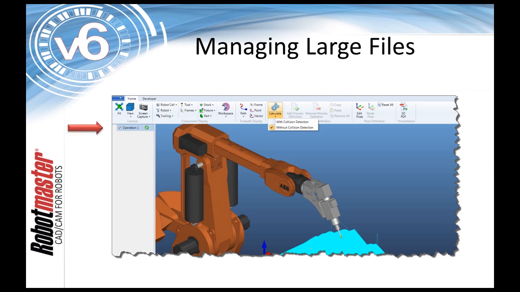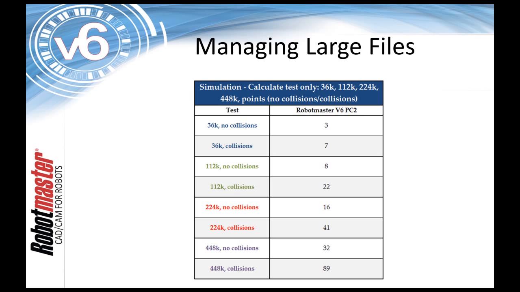Another setting is on the calculate button. You may want to check without collision detection. Therefore, if collision is an issue, then you can check that and it will take a little bit longer to calculate. Now, we have done significant improvement in collision detection, and this chart shows us some comparative numbers for various program sizes with and without collision.